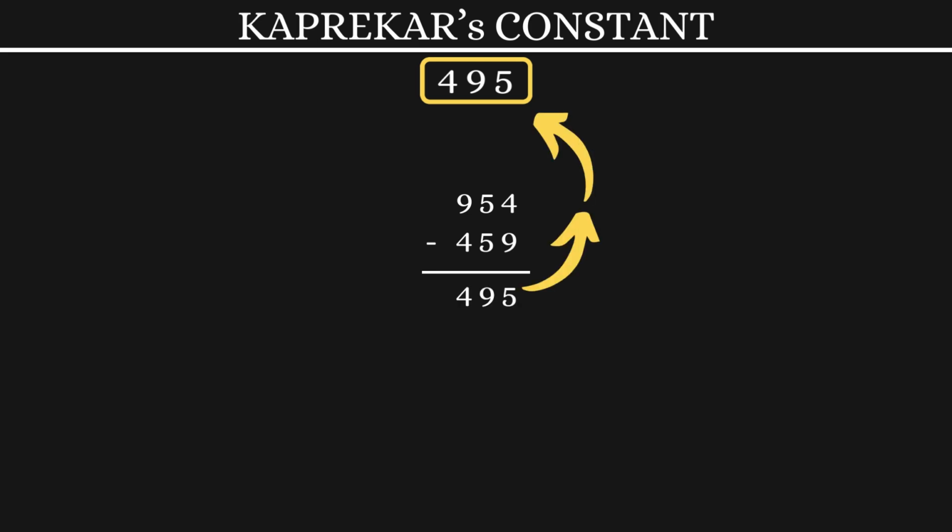Do we have a similar number for three digit numbers? Yes, and the number is 495. Now let's check for this number. 954 minus 459 results in 495 again. But let's check another two random numbers.